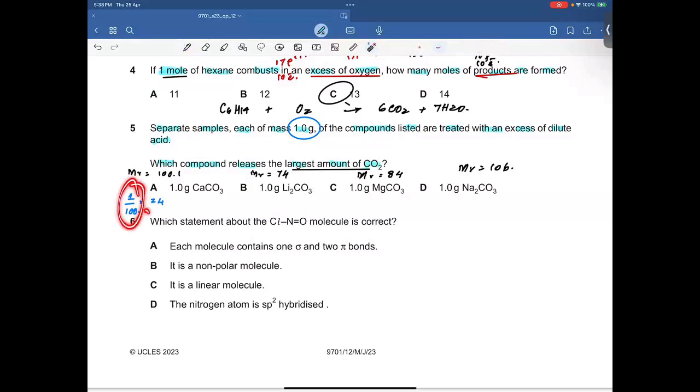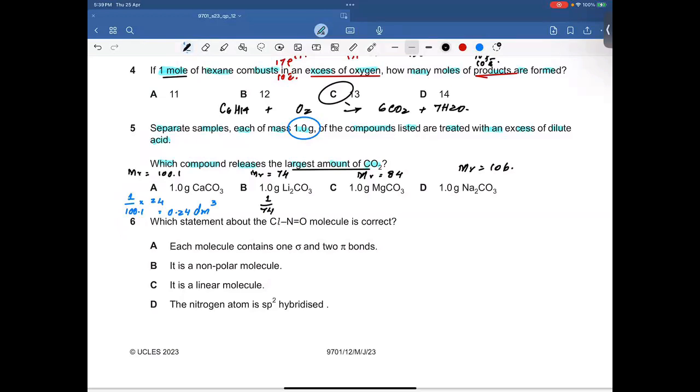So you will get moles if you divide these two values. Now 1 mole equals 24 dm3. Whatever you get from this fraction, you need to multiply by the molar volume, 24. So it's 1 over 100.1 times this, and you will get 0.24 dm3. Similarly, 1 divided by 74, you will get moles of lithium carbonate.